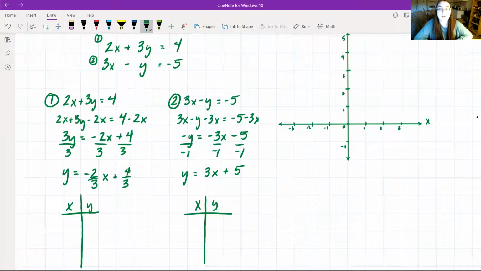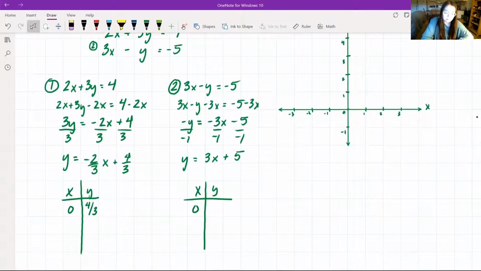We know we can easily find our y-intercept, which is when x is equal to 0 in both cases. For our first equation, when x is equal to 0, y is going to be 4/3. And let's go to +1 and +2. When x is equal to 1, we have -2/3 plus 4/3, which is just like saying 4/3 minus 2/3, which is going to leave us 2/3.